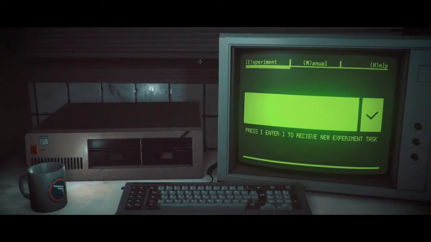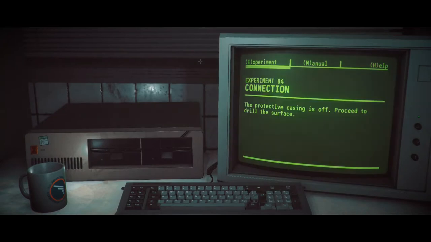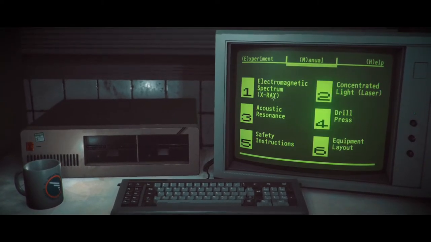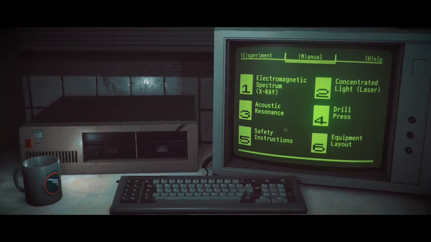Epilepsy warning, I'm pretty sure, is coming next. Proceed to drill the surface. Ugh. Alright. That doesn't sound nice.